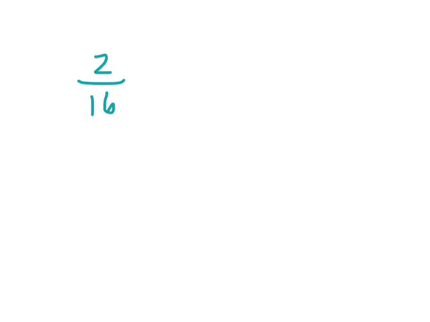Okay, so for this one, again, we have to put in lowest terms. Well, I can only divide this by 2, right? So I have to divide this by 2. 2 divided by 2 is 1. 16 divided by 2 is 8. And that's the lowest we can go. If you see a 1 as your numerator, you can't go any lower.